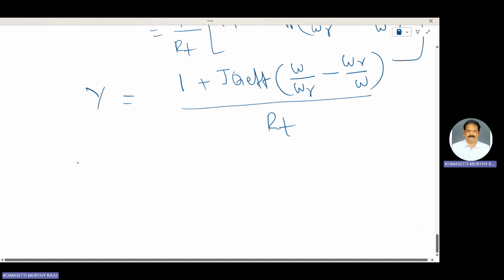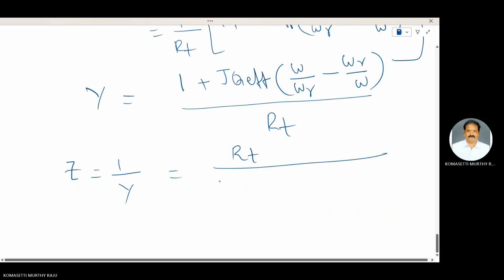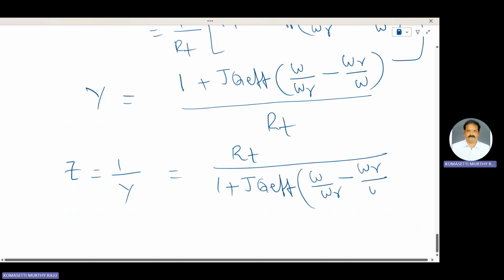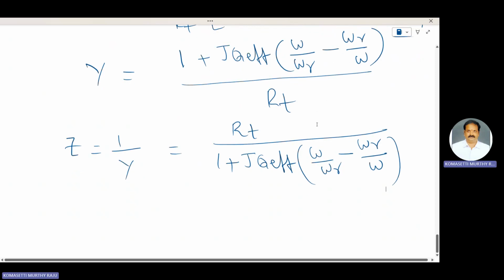Our requirement is Z, not Y. Z is equal to 1 by Y. Reverse this equation: RT by 1 plus jQ effective (ω by ωR minus ωR by ω). This is the impedance Z.